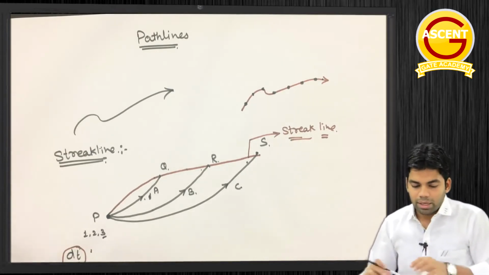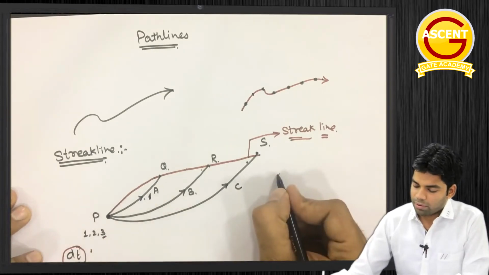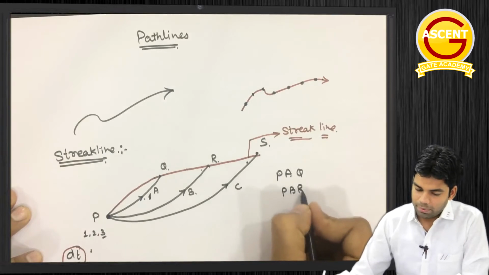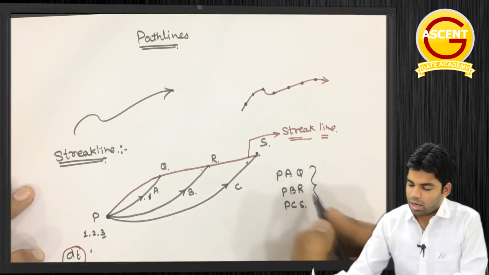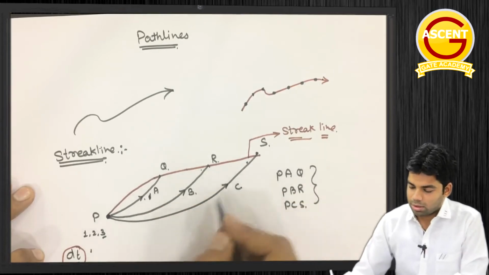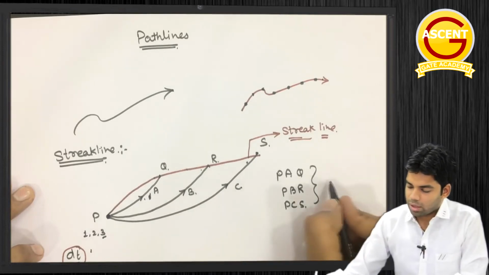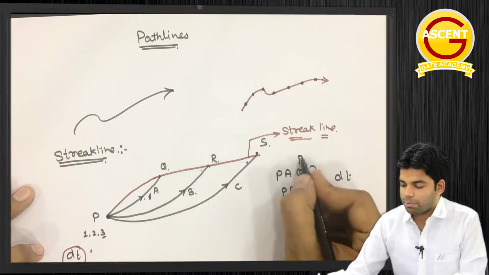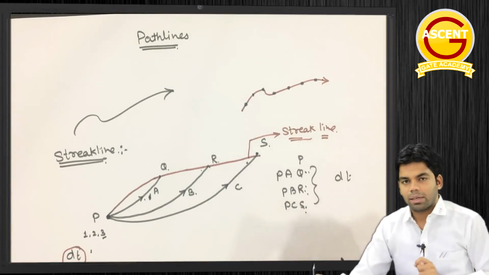Getting this or not? That means the 3 different particles 1, 2, 3 have traveled through PAQ, PBR and PCS. These 3 particles have traveled through the different paths A, B and C. After time dt, they have reached Q, R and S. So the locus of these points Q, R, S and P will give you the streak line. Getting this or not?